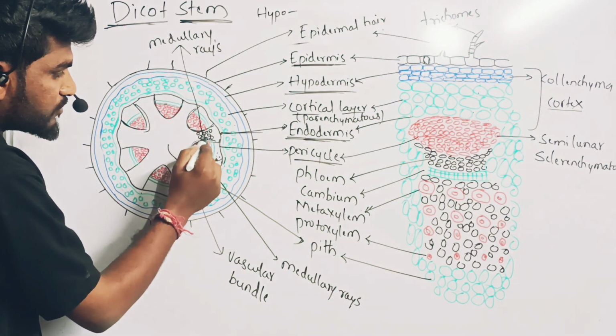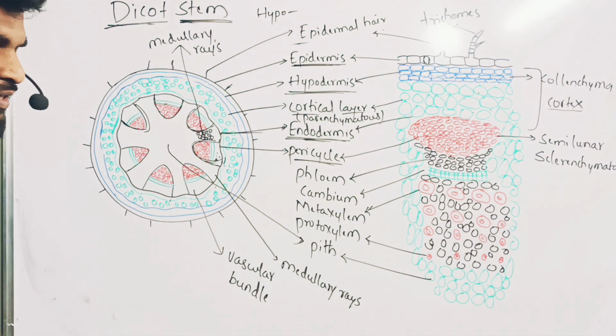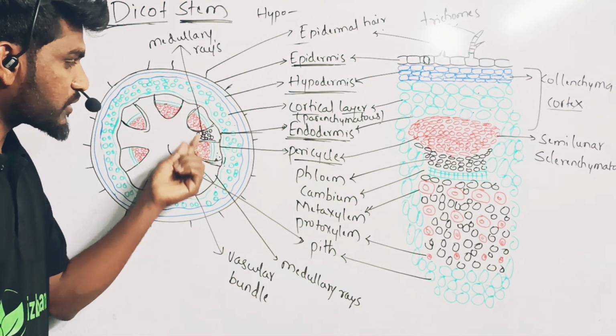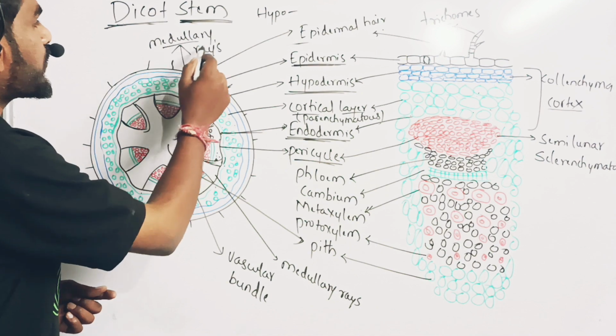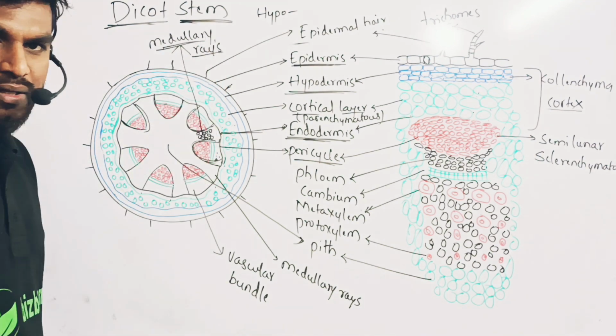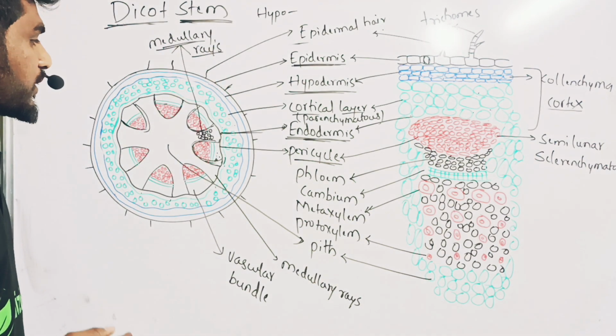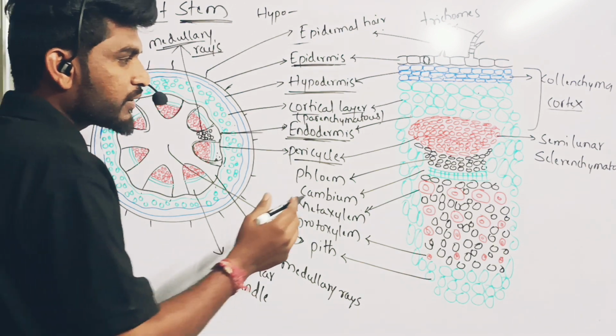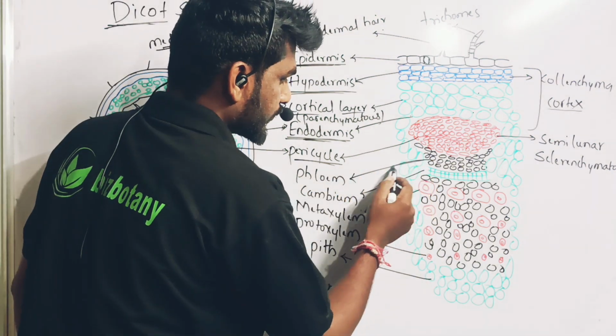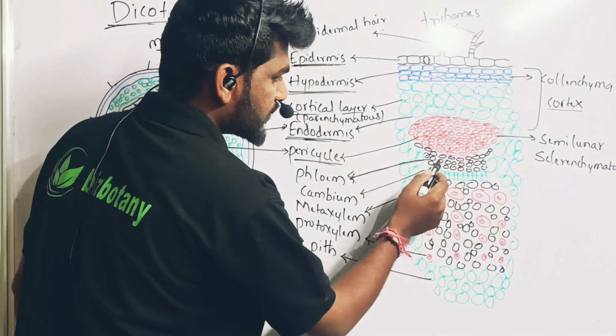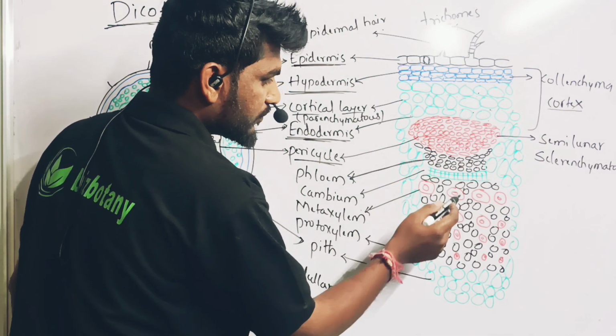Radial arrangement of some parenchymatous tissues will be present in between the two vascular bundles. They become medullary rays. We call them medullary rays. Here phloem will be present. Phloem and xylem.